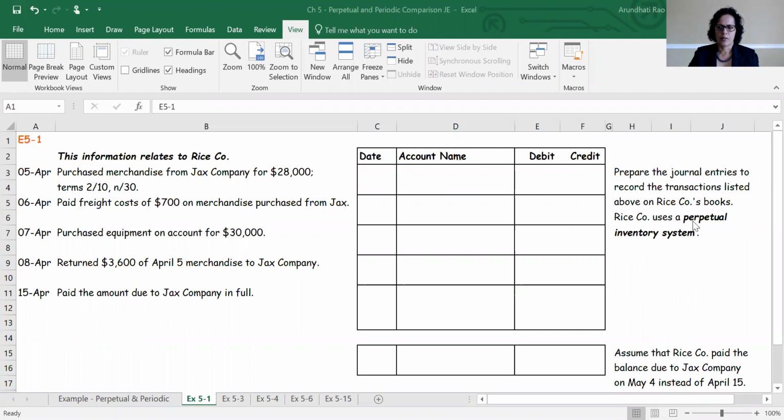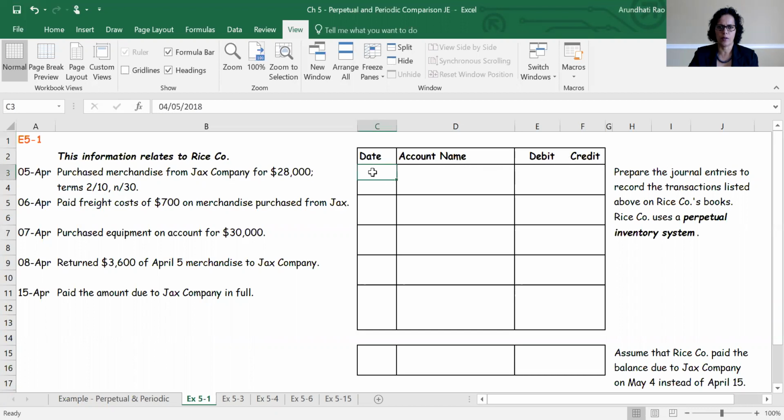So as we've been asked to do journal entries, I've set up my journal. In the journal, we always have the first column for date, the second column for account names, and the last 2 columns for the amounts that are going to be debited and credited. So to start with, on April 5th, I'm told that I purchased merchandise from Jack's company for $28,000. The terms are 2/10, net 30. As I'm using the perpetual inventory system, I'm going to be using the inventory account. So let's see what I would do.